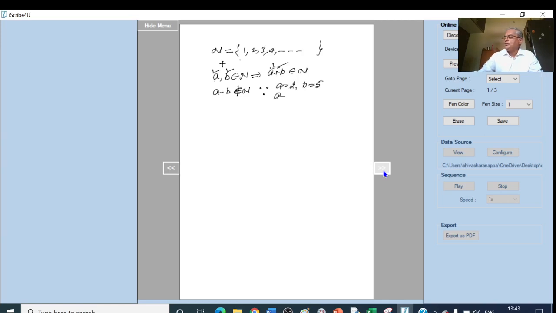Then what happens to this one? A minus B equals 2 minus 5, which is equal to minus 3, and this does not belong to N. So therefore here minus is not a binary operation.